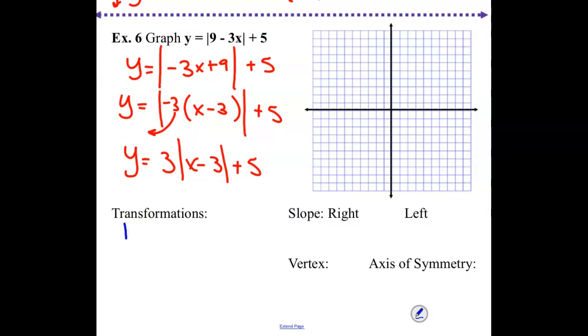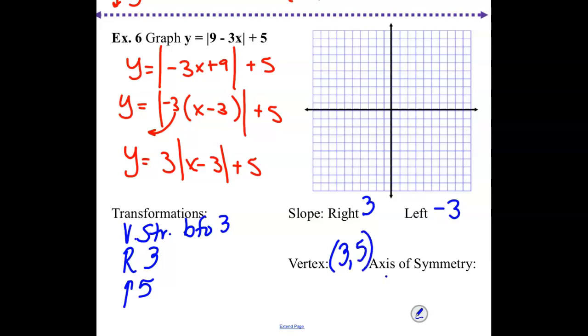All right, so first transformation should have been a vertical stretch by a factor of 3. So our slope now is 3 on the right and -3 on the left. We have also gone to the right 3 and up 5. We've done that kind of translation. So right 3 up 5 puts me at the point 3, 5. Axis of symmetry should be x equals 3. Okay. Plotting our points. We go to 3, 5. There's our vertex. We're going to do a slope of 3 on the right side and a slope of -3 on the left side.